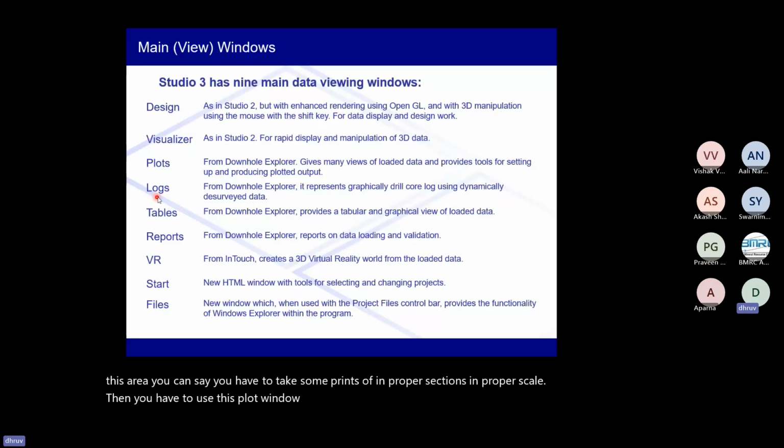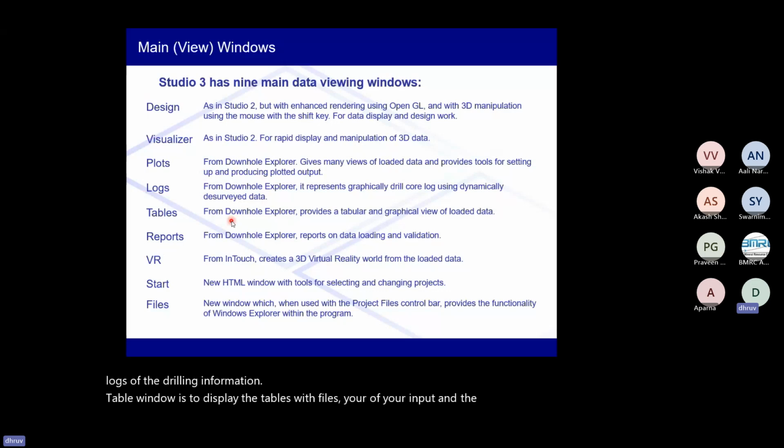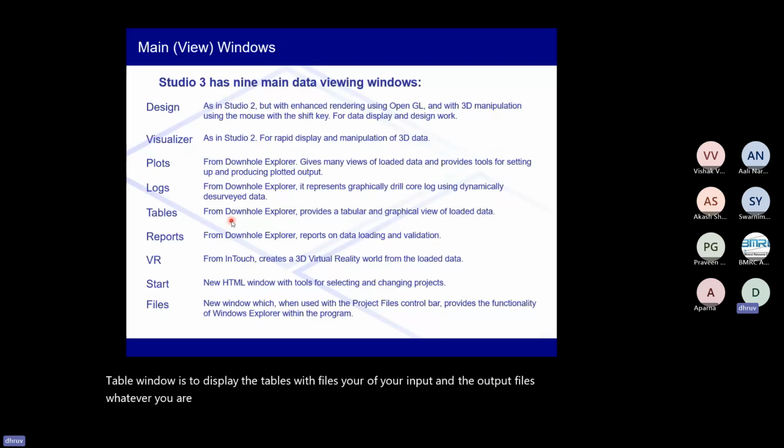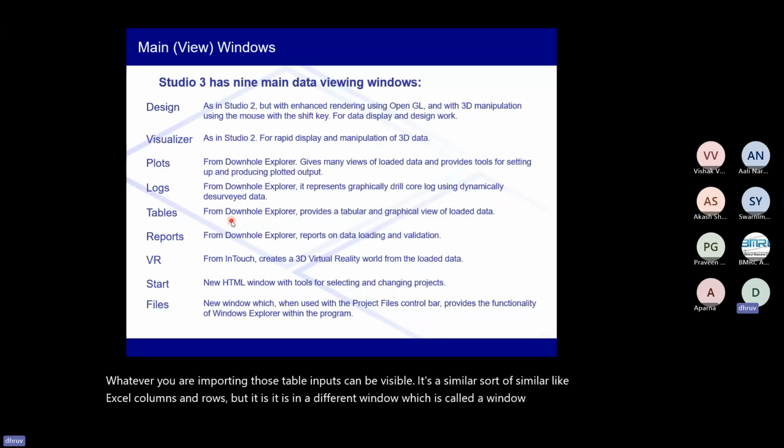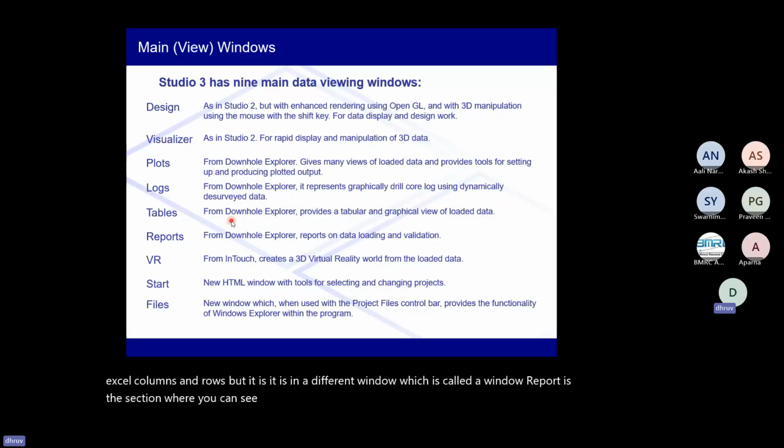Now, say you want to create log profiles or logs of your drilling data, so you have to go to the log window, and then you can create logs of the drilling information. Table window is to display the tables with files of your input and output files. Whatever you are importing, those table inputs can be visible. It's similar to Excel columns and rows, but it is in a different window, called a table window. Report is the section where you can see the reports of your outputs.